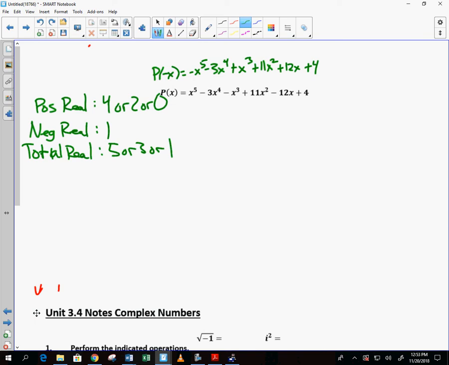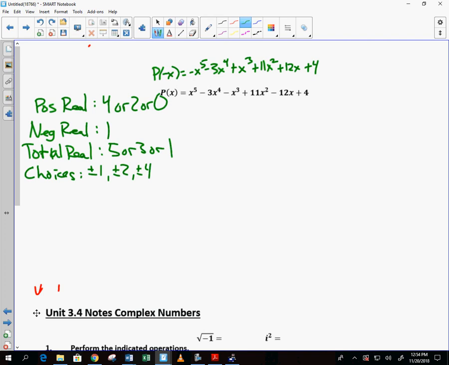Do you know how to factor that? I have no idea either. Good thing for the rational roots theorem. What are our choices? Plus or minus one, plus or minus two, plus or minus.